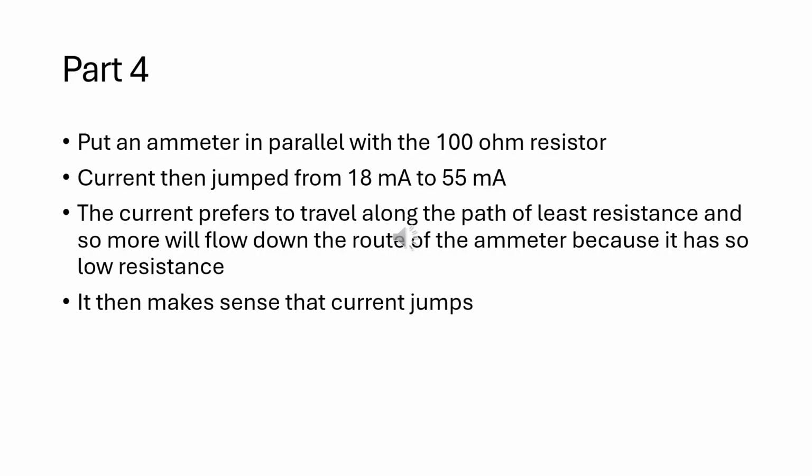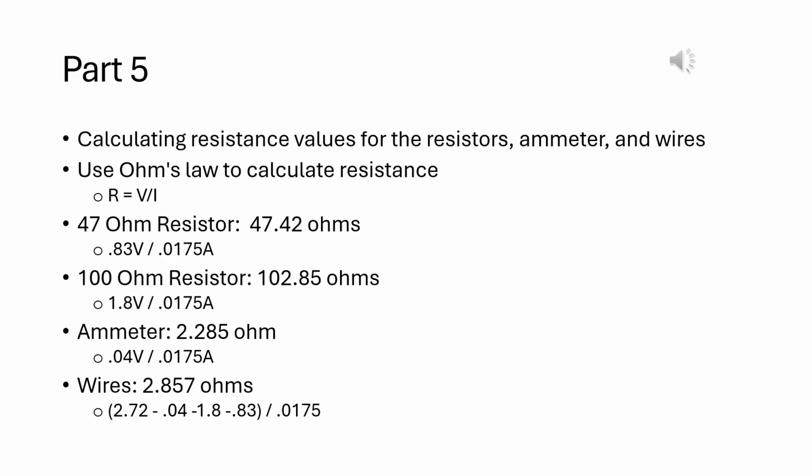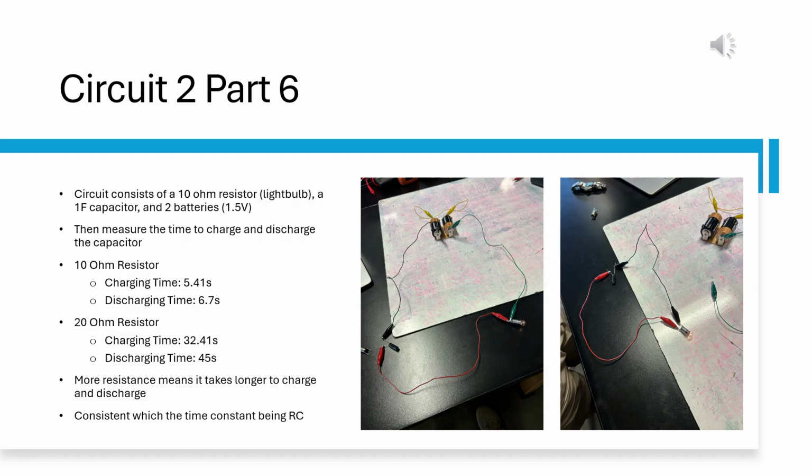In this section, we put an ammeter parallel with the 100 ohm resistor, and this essentially causes the 100 ohm resistor to almost act like it's not there. In this part, we then calculated the resistance values for the resistor, the ammeter, and the wires. Here are our findings from the capacitor section, in which you can see that we charge capacitors and then discharge them using a light bulb.